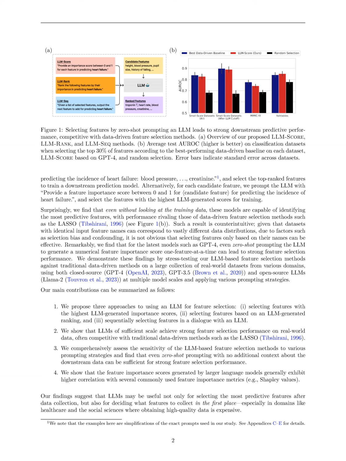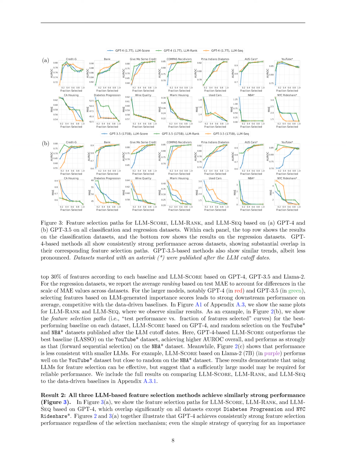The results achieved with the LLM-based feature selection methods in the experiments described in the paper show that these methods achieved strong performance competitive with data-driven baselines, especially with sufficient LLM scale. The experiments demonstrated that LLM score, LLM rank, and LLM SEQ methods all achieved similarly strong performance, with GPT-4 consistently performing well across different datasets.